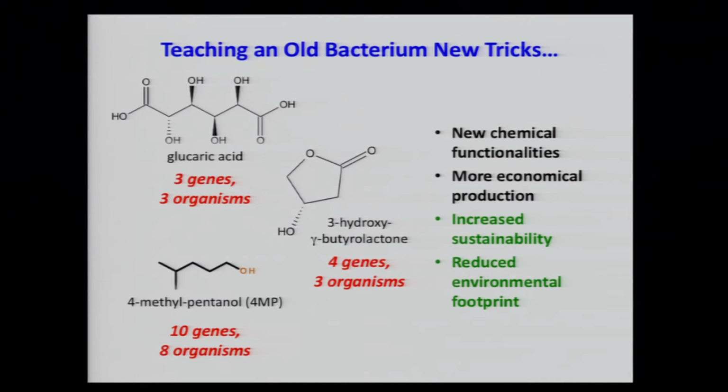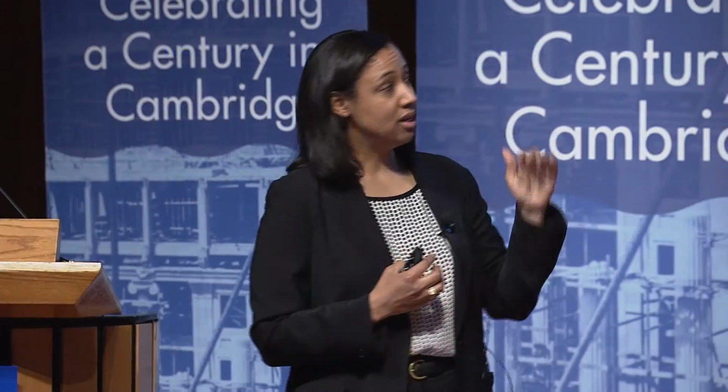As we do this, we want new chemical functionalities. We want our processes to be economical so that they can compete. And all the while, we want to actually aim for increased sustainability by displacing fossil feedstocks and using renewable sources in between. And we want to reduce the environmental footprint by using less energy-intensive processes.